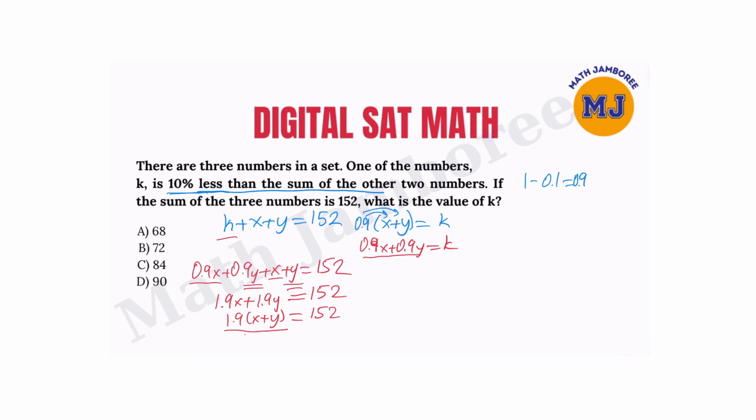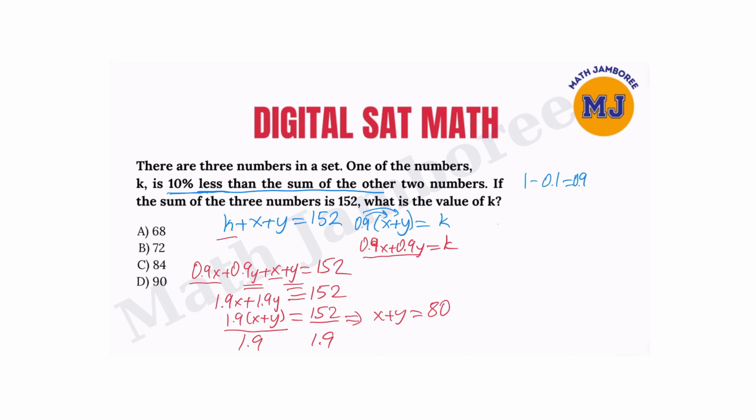Divide both sides by 1.9. In the test, you will be allowed to use your calculator. You can just use your calculator during the test to find the value of this. x plus y will be equal to 80.